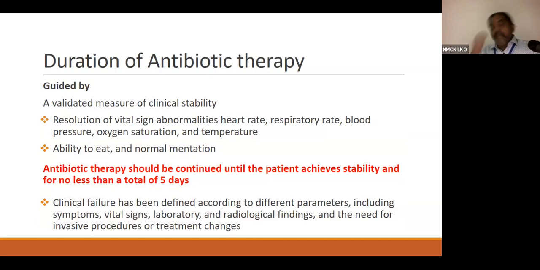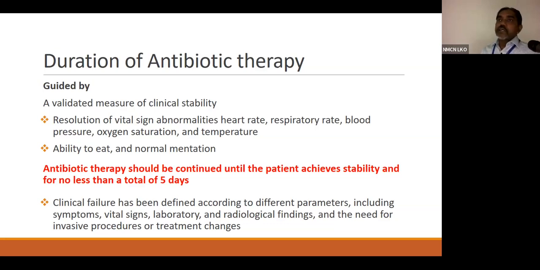An important question which is asked is what should be the appropriate duration of antibiotic therapy in community acquired pneumonia? Actually, it is guided by resolution of all vital sign abnormalities like heart rate, respiratory rate, blood pressure, oxygen saturation, and temperature, and the patient has normal mentation, is able to eat and carry out his daily routine. But antibiotics should be continued for at least 5 days or to a point where the patient achieves clinical stability.